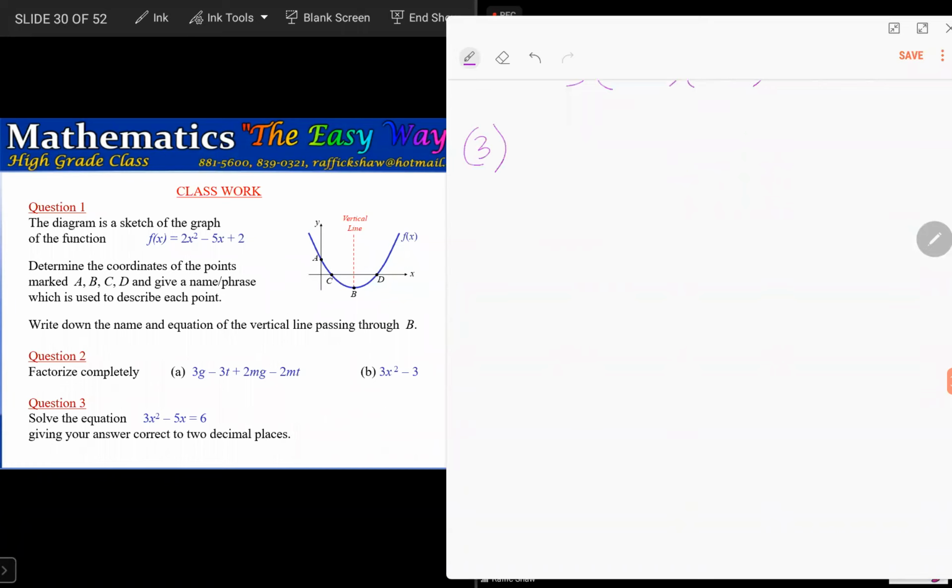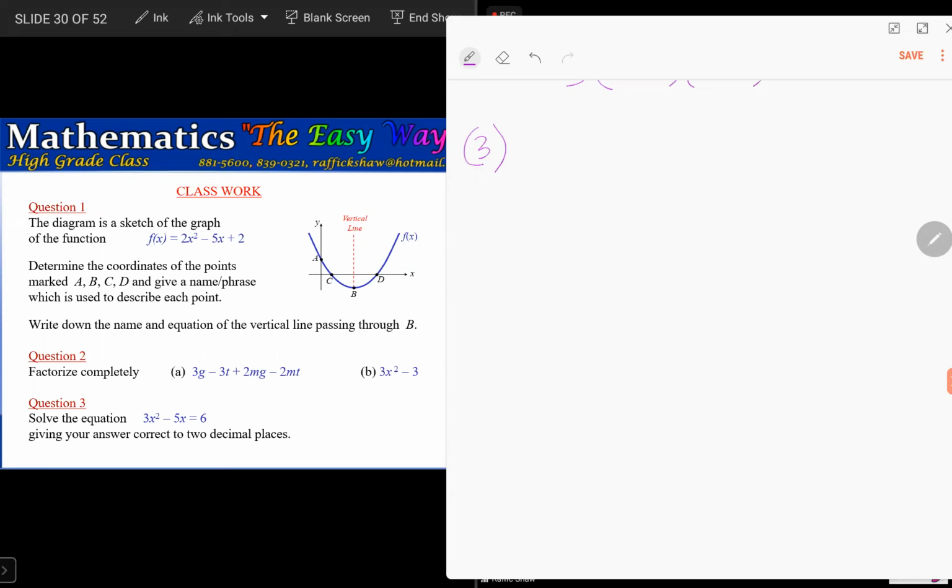So question 3 gives us that quadratic in a basic form. We know it's a quadratic because we see the x squared term, the x term, and it equals 6. I don't see another variable. And I want us to solve it. Right? So we know it's a quadratic. And we know that we have to put it in the standard form before we try to solve it. But it says give your answer correct to 2 decimal places.